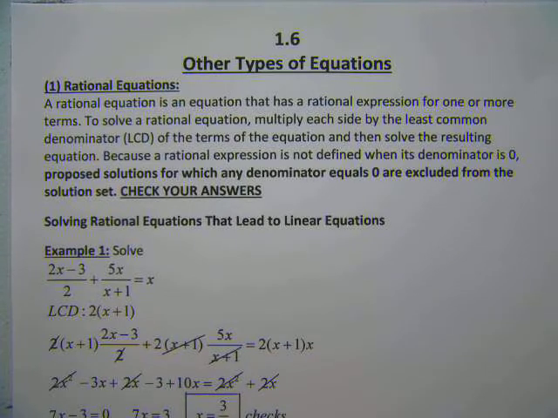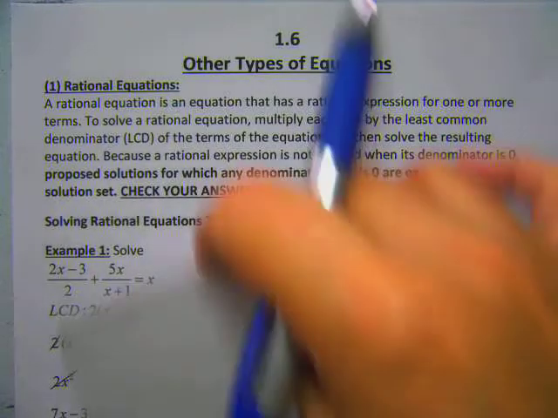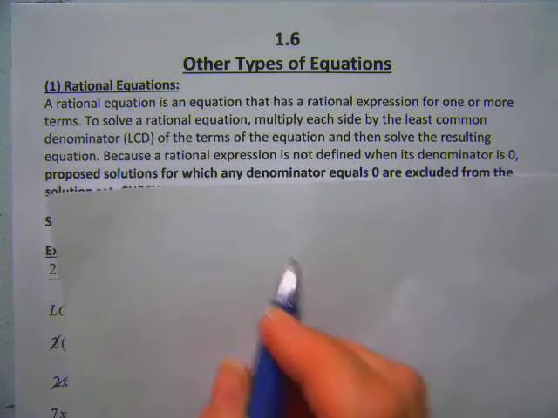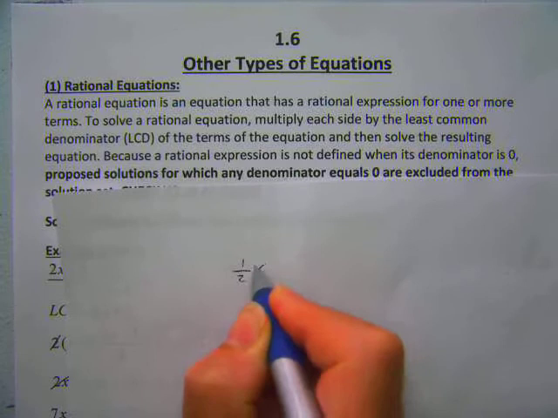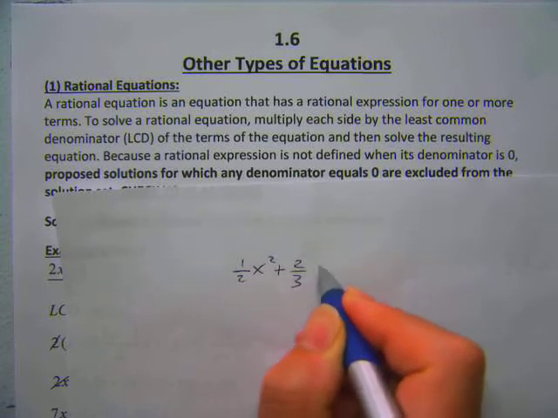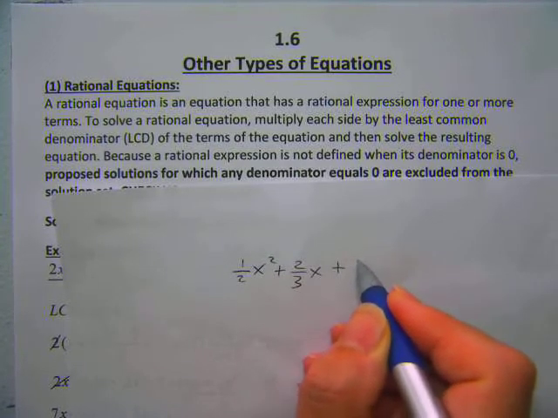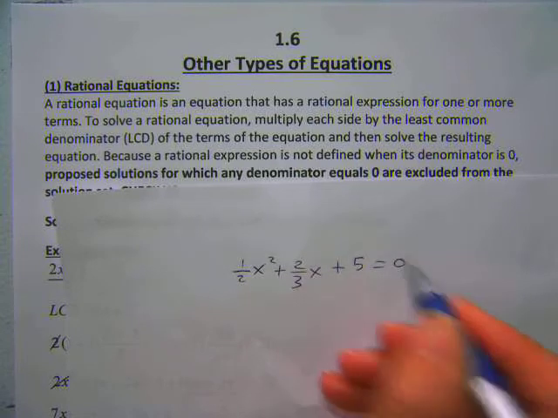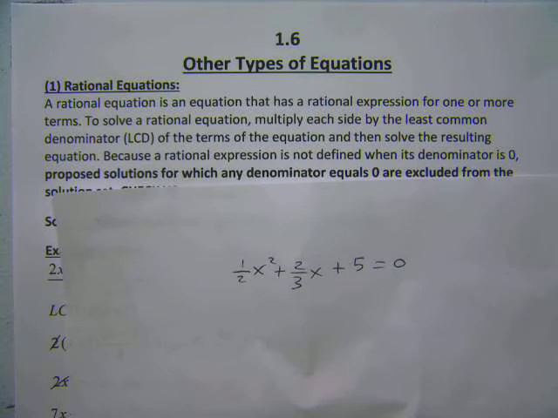Keep in mind that when we hear the word rational, we think of a fraction. But what makes an equation a rational equation? Let us talk about it. If I say this is 1/2 x squared plus 2/3 x plus 5 equals 0, and somebody asks, is this a rational equation? Just because I see a rational number here, it doesn't mean a rational equation.